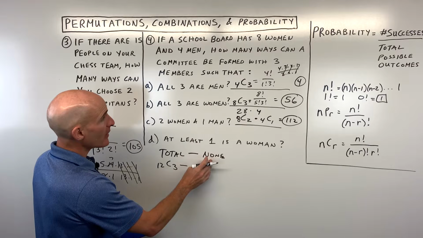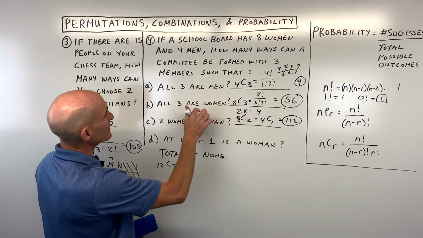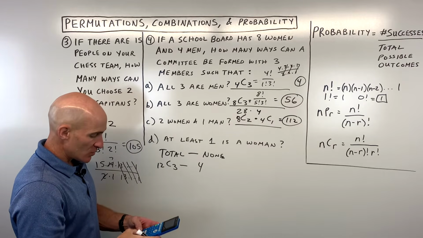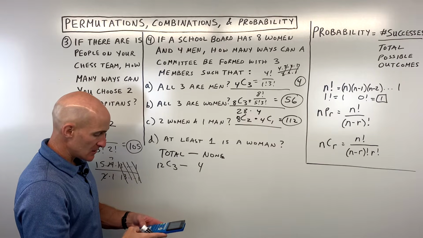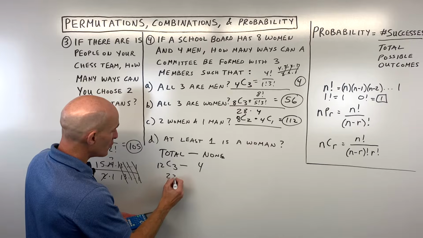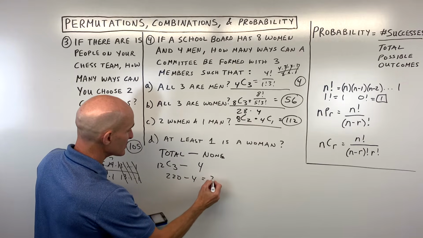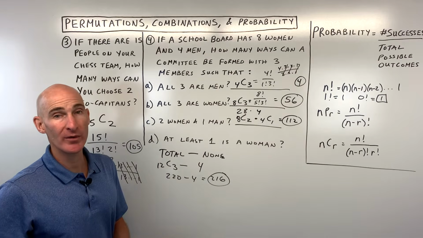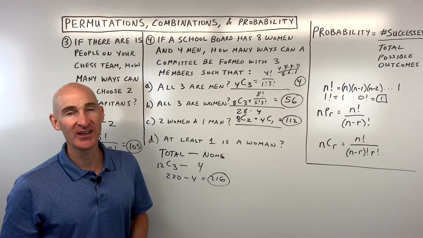Minus none are women. Now, none are women was like saying that all 3 of them were men, which there was 4 ways there. And so let's see what 12 combination 3 is. That's 220 minus 4 is 216 ways that there could be at least one woman on this committee.